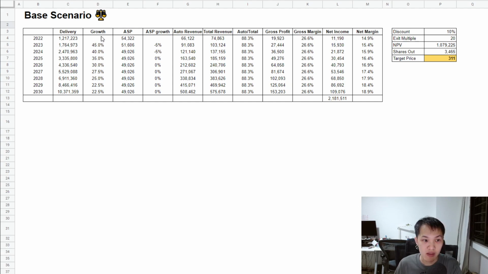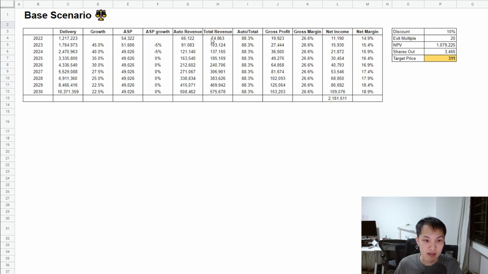Basically, I assume that the first year growth will be 45% and then it slows down to 40%, 35%, 30% and so on. The current average selling price is about 54,000. I assume that for the first 2 years it will drop by 5% each, and then it will stabilize at about 49,000 and stay flat throughout. When we take the delivery numbers multiplied by the average selling price, that's how we get the auto revenues.